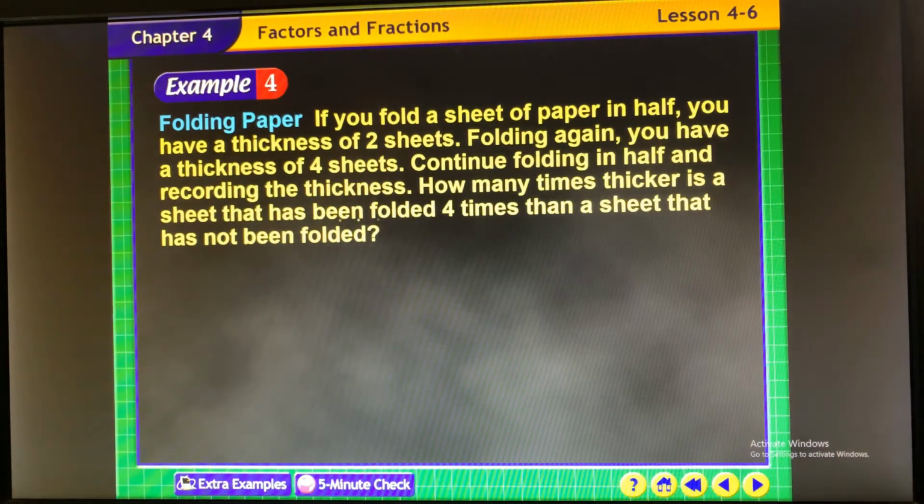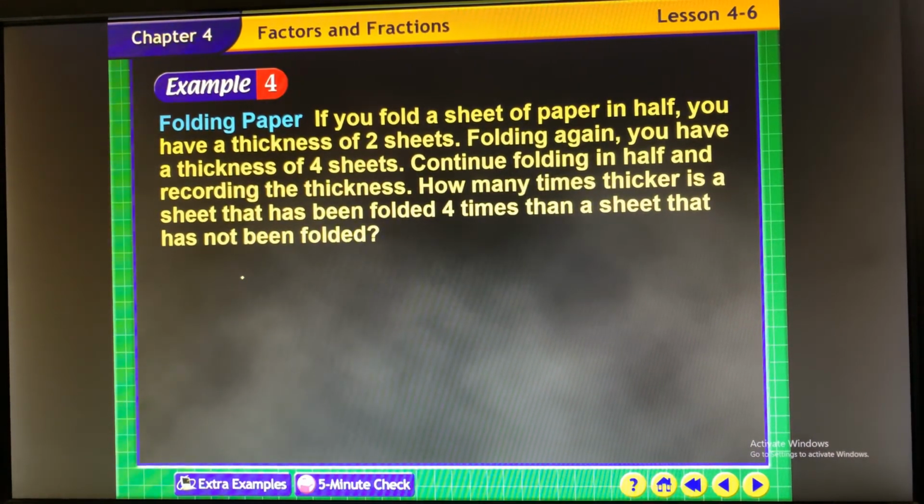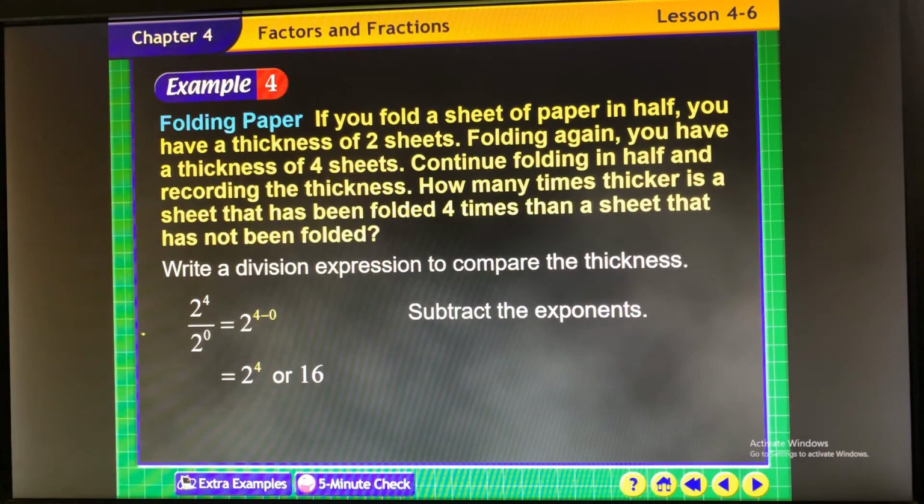Here, if you folded a sheet of paper in half, you have a thickness of 2 sheets. Fold it again and you have a thickness of 4 sheets, and so on. How many times thicker is this sheet that has been folded 4 times than the sheet that has not been folded at all? So basically, you're just looking at 2 to the 4th power over 2 to the 0. And don't forget, anything to the 0 power is 1. So this is really going to be 2 to the 4th or 16.